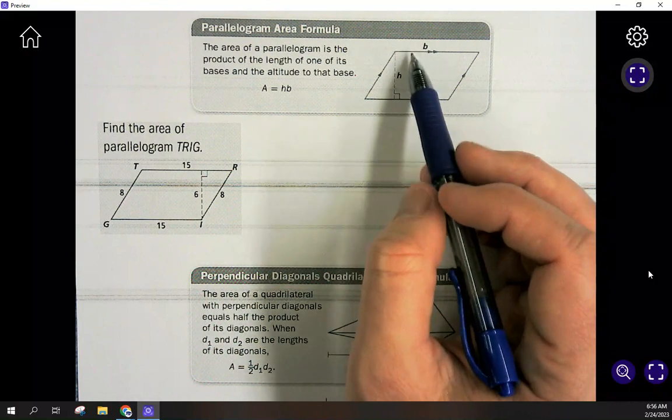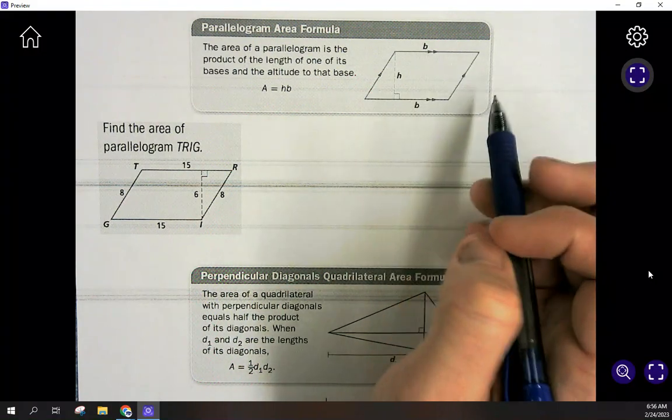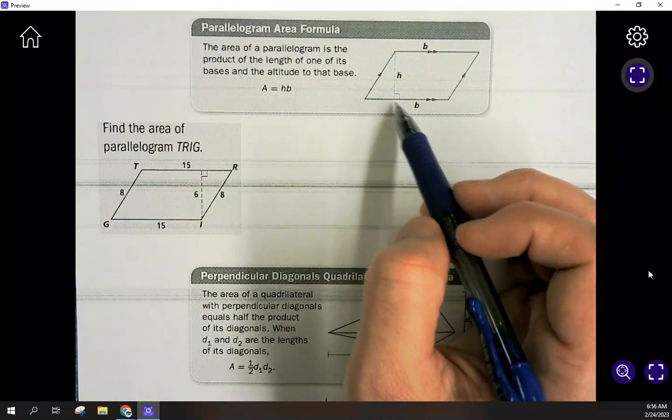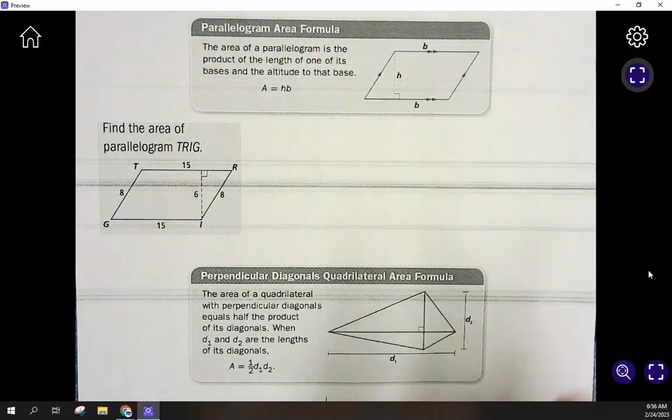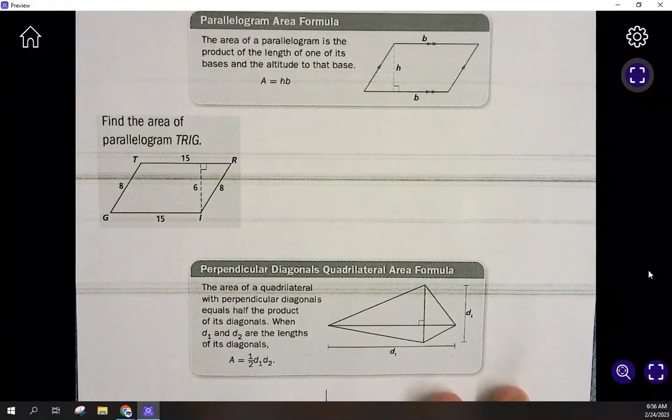Okay, so they can give it to you either way. We're not adding our bases together here. It is just a parallelogram, so it is just base times height to figure this out. All right, so real basic here.